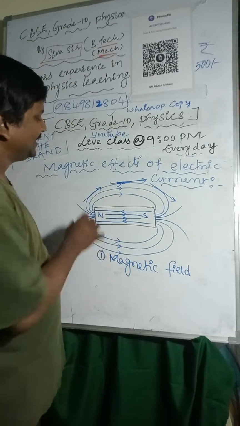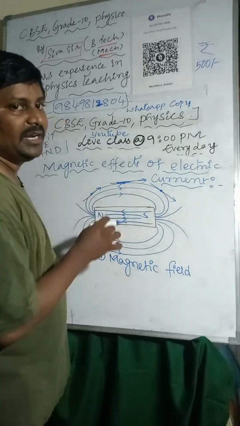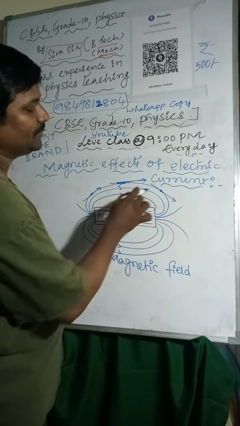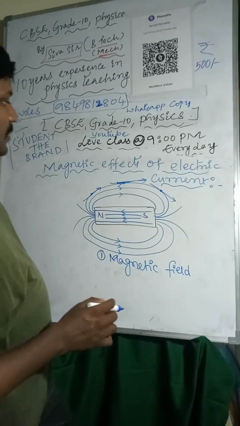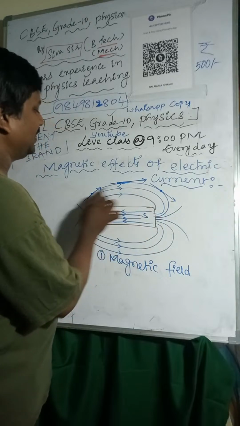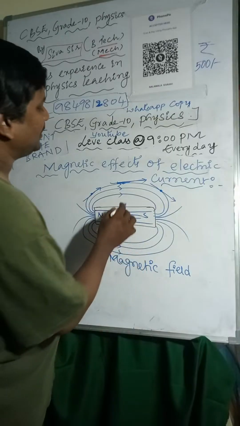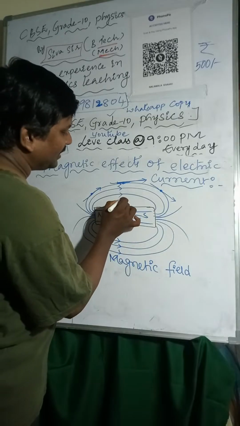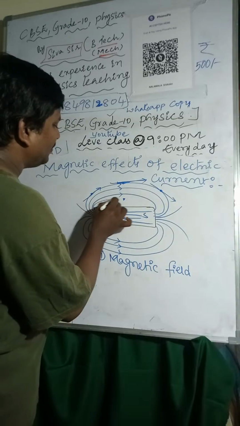Here at this point, the field line direction can be identified by drawing the tangent to the magnetic field lines. These are the magnetic field lines around the magnet, going around like this. I want to find out the magnetic field here.